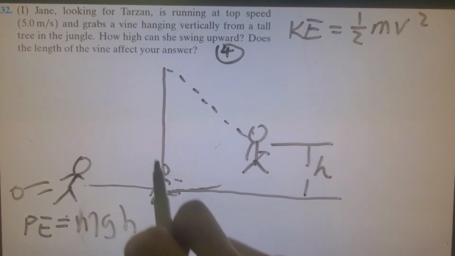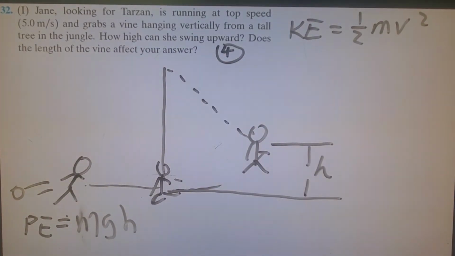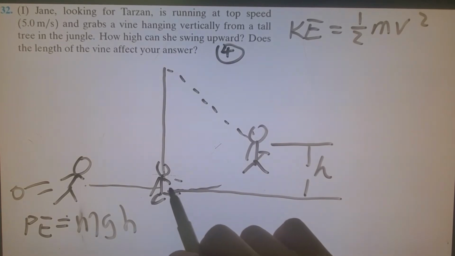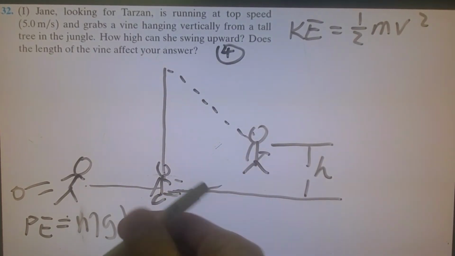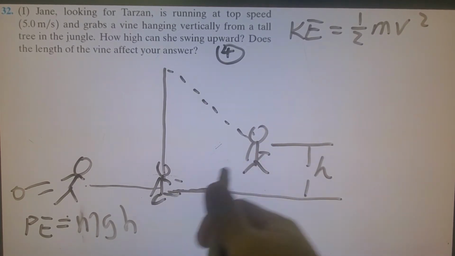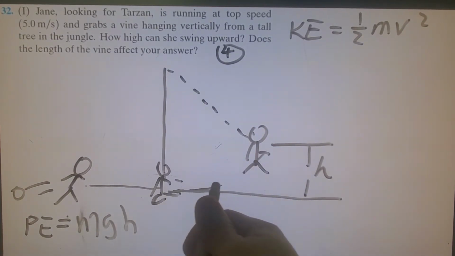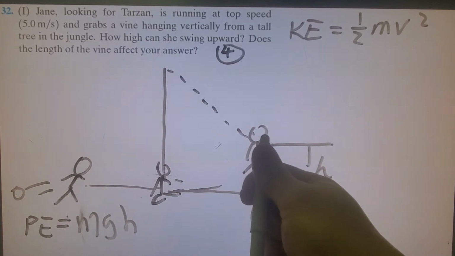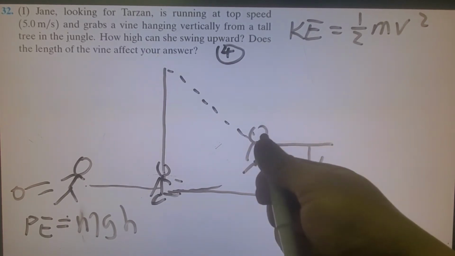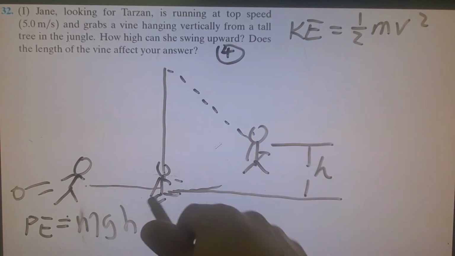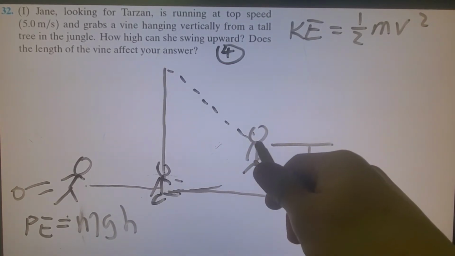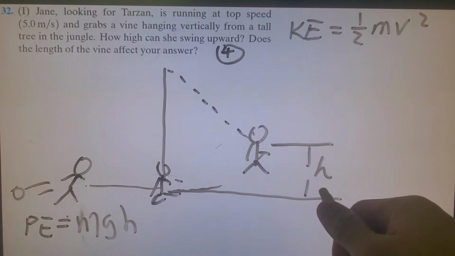Once she grabs the rope, she lifts her feet and lets it swing up. How high will it be? The highest point is when she stops. So over here, very fast, slow, stop. If she doesn't jump off, then she will behave like a pendulum and swing back. So the highest point is where she stops over here.